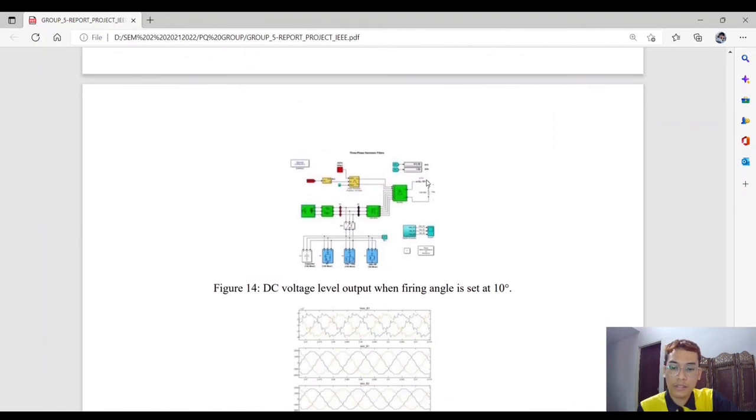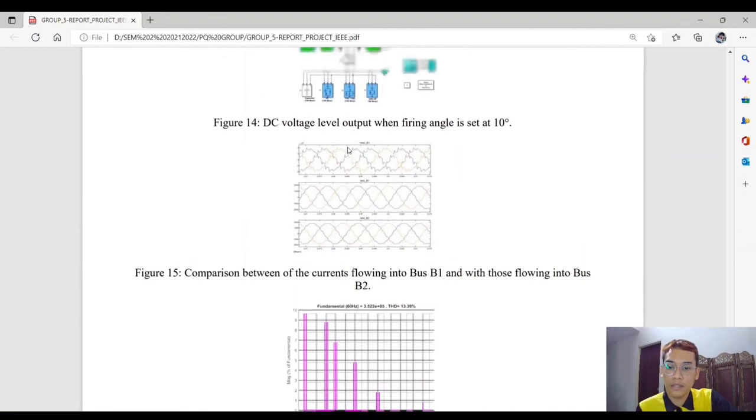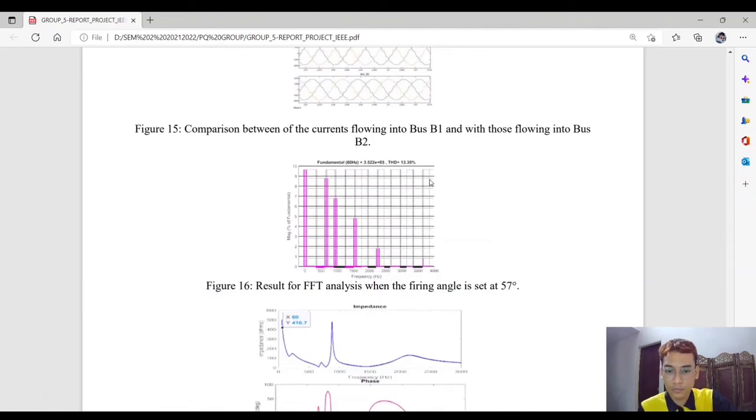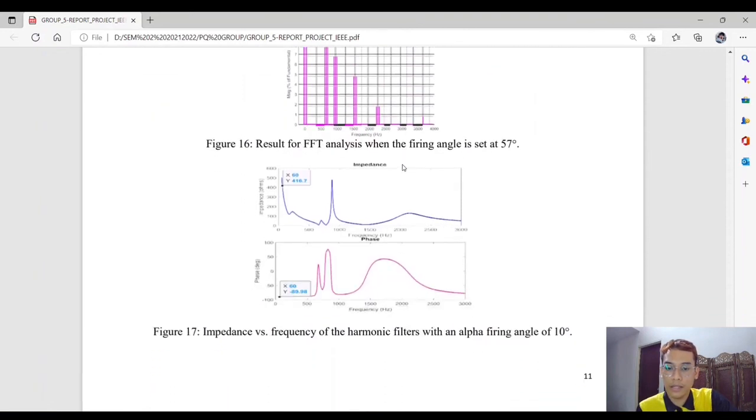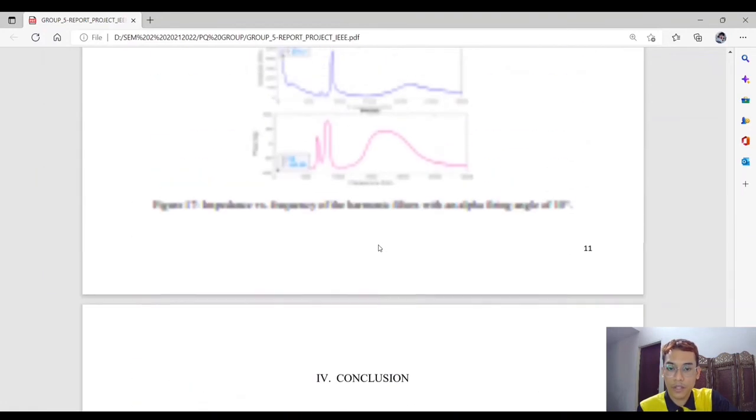This is the DC voltage output level when the firing angle is set to 10 degree, and this is the comparison between the current flowing into bus B1 and bus B2. After we do the simulation, we get the result for FFT analysis when the firing angle is set at 10 degree, which is 13.39%, and this is the impedance versus frequency of the harmonic filter with an alpha firing angle of 10 degree. So that's all from me.